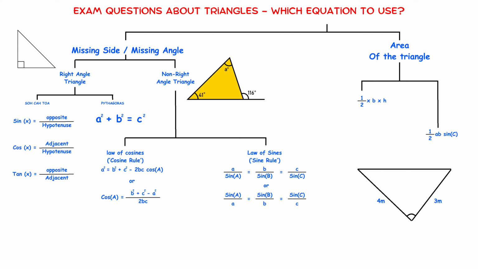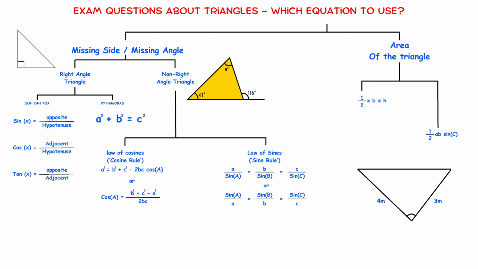So the first thing that you're going to have to think about is whether you're trying to find a missing side or missing angle, or trying to find the area of the triangle. If you're looking for a missing side or angle, then the next thing to think about is whether the triangle is a right-angled triangle or a non-right-angled triangle. If it is a right-angled triangle, then you're probably going to be using the Pythagoras equation or one of these SOH CAH TOA equations. On the other hand, if it isn't a right-angled triangle, like, say, the scalene triangle, then you're probably using either the law of cosines, which we also call the cosine rule, or the law of sines, which we also call the sine rule.